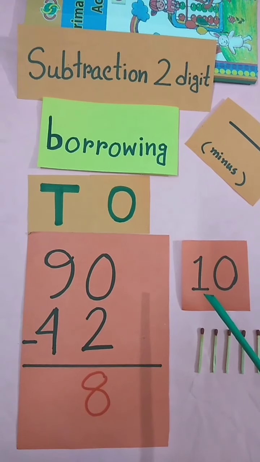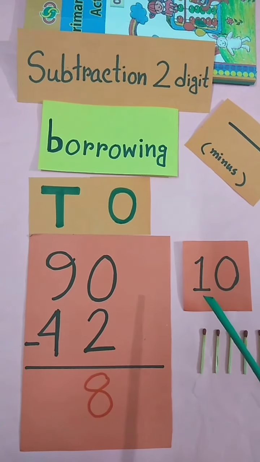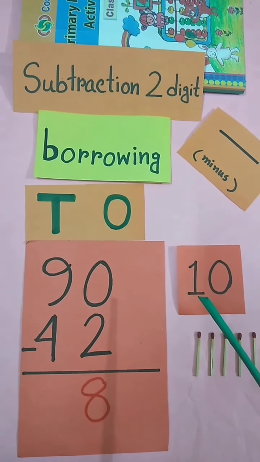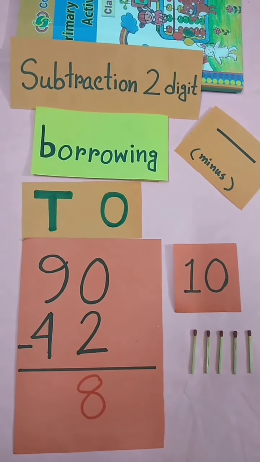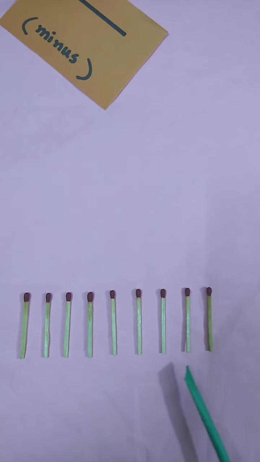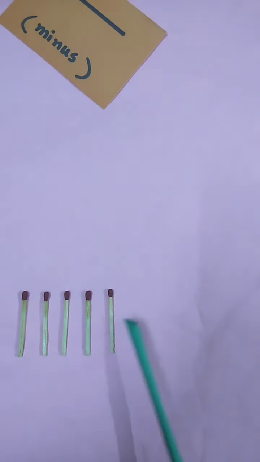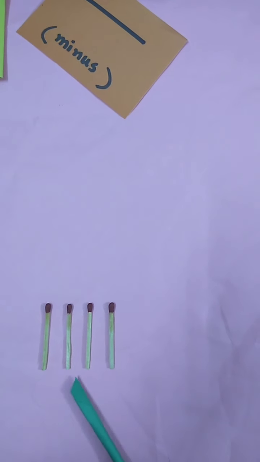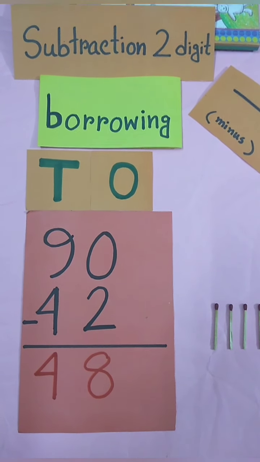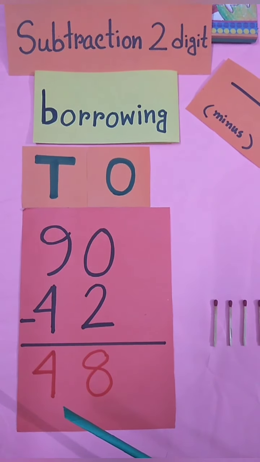Now what we will do with this one? He will add with below sign number 4. 4 plus 1. Then it became 5. Now we have to subtract 9 minus 5. Here is 9 stick. So let's subtract 5 stick. Count with me. 1, 2, 3, 4 and 5. How many left? 1, 2, 3, 4. This is our left side result. 9 minus 5 equal to 4. So in total, 90 minus 42 equal to 48. This is our result.